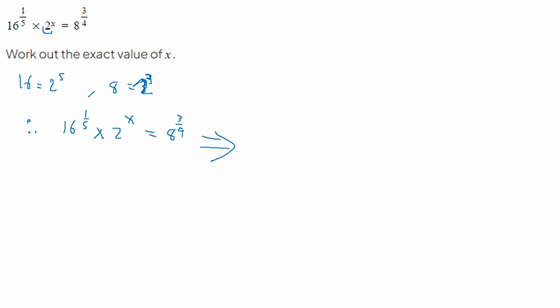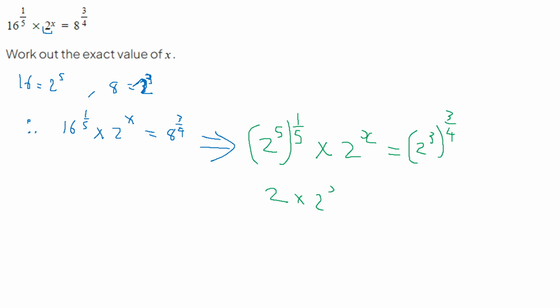That implies that, because we're just using the rules of indices, 2 to the power of 4, to the power of a fifth, times 2 to the x is equal to 2 to the power of 3, to the power of 3 over 4. And now we can use our laws of indices before. So what's 4 times a fifth? And we're timesing it by 2 to the power of x.